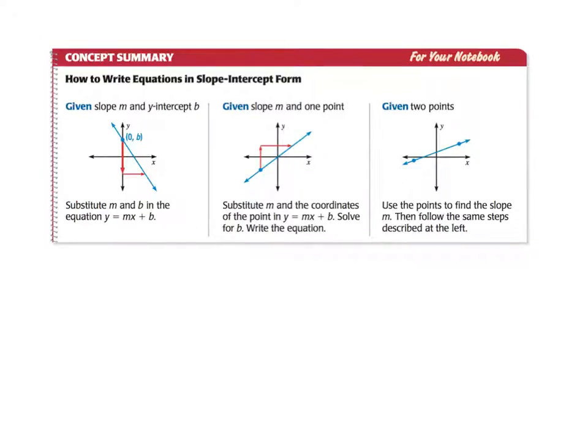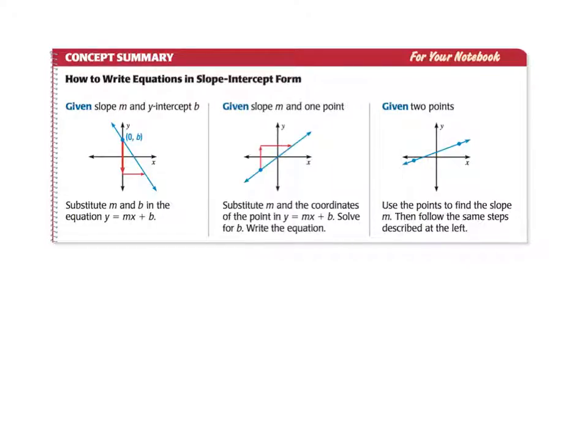And here's just a little concept summary graphic that I pulled from your book. This is how to write equations in slope-intercept form. So first, if you're given the m and you're given the b, you can just substitute the m and the b into the equation y equals mx plus b. If you were given the graph, remember you can always find the slope by doing rise over run, and typically you'll be able to find the b by looking at where it hits the y-axis, and that would give you the b value.